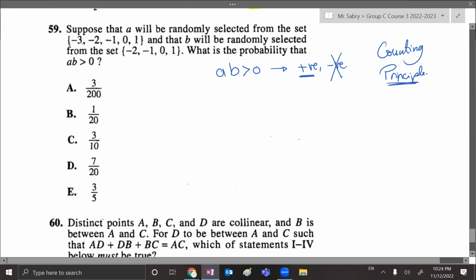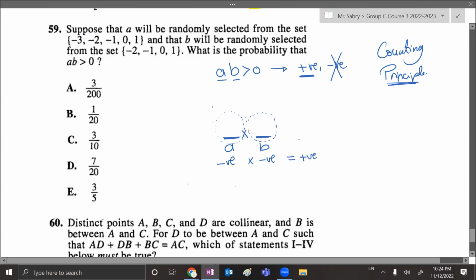So, for example, I want A times B to be positive. Look at this. How many positions do I have? I have two spaces, not positions. I have two spaces, one for A and one for B. Now, how many possible negative numbers from A, and how many possible negative numbers from B? Because I know that if I multiply a negative number by a negative number, the answer will be positive.